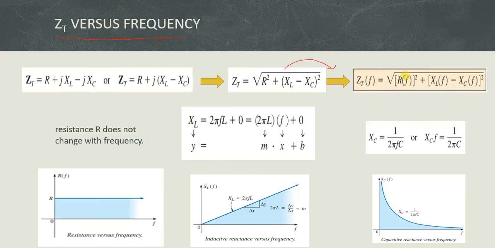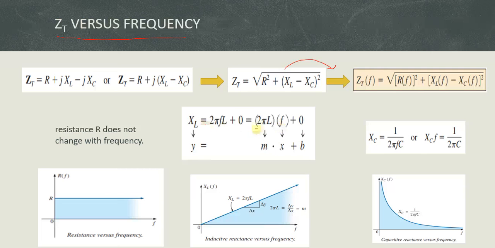We know that the resistance is independent of frequency, so it is constant. If I want to draw a graph for this equation, R does not change when the frequency changes, so my resistance is always constant when the frequency varies. And similarly, XL is equal to 2 pi f L. Here 2 pi L is constant and f is the variable one.